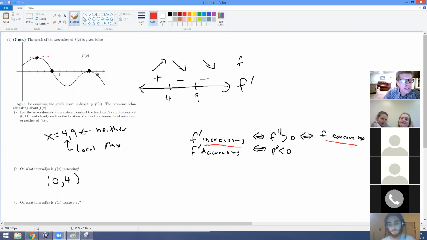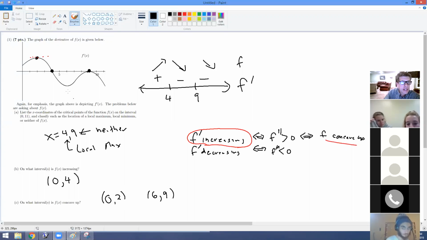So here, let's make a sign chart. Well, no, let's not do that. Let's just see if we can answer it by looking at this. Again, this is the graph of f prime, so we can just look at it and answer: when is f prime increasing? So when is f prime going up? 0 to 2. 6 to 9. Yeah, 0 to 2 and 6 to 9.